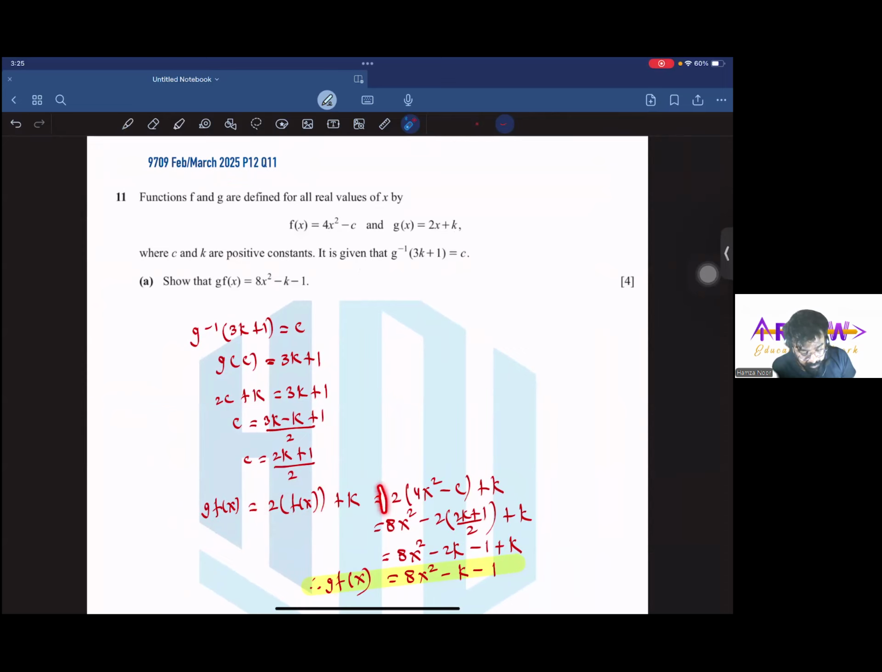So 2 multiplied by (4x² − c) and then plus k. So 8x² − 2c + k, and in place of c I put (2k + 1)/2. So 8x² − 2k − 1 + k, therefore g(f(x)) = 8x² − k − 1. Here we have obtained the required form in part A. So after this, we have part B.